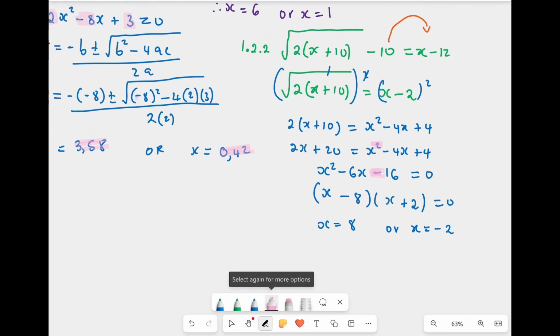So if we take these values, if we take this 8 here and substitute where there is x, and then we will substitute on our left hand side as well as our right hand side, we can see that 8 will give us the answer. Okay, let's check. So we are going to have square root of 2, and then we have 8 plus 10, and then minus what? Minus 10.